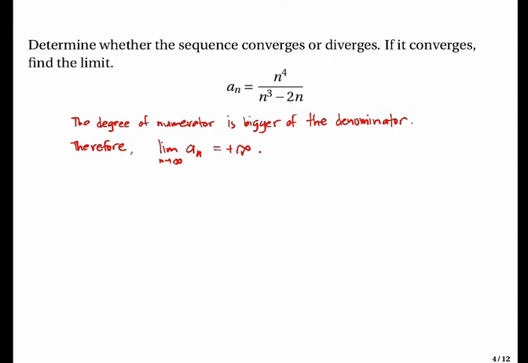And what does this mean? We have a limit of a_n as n approaches infinity to be plus infinity. This means that your sequence a_n is divergent.